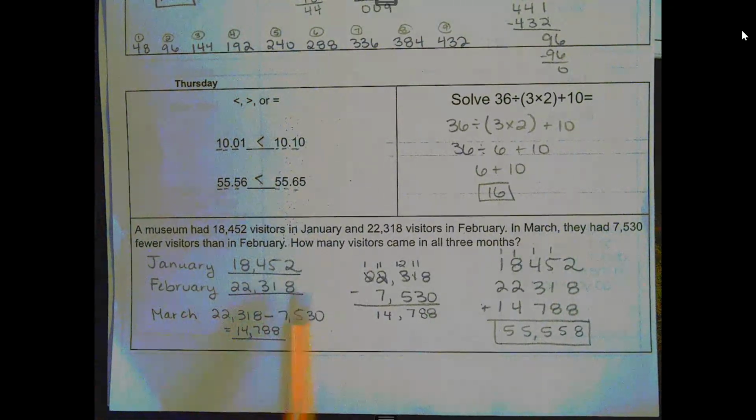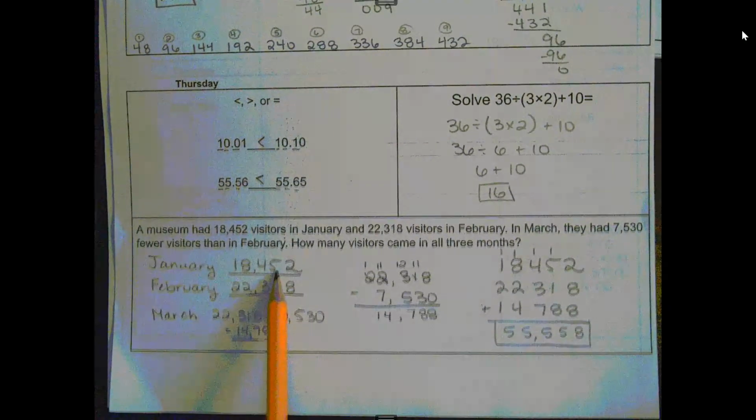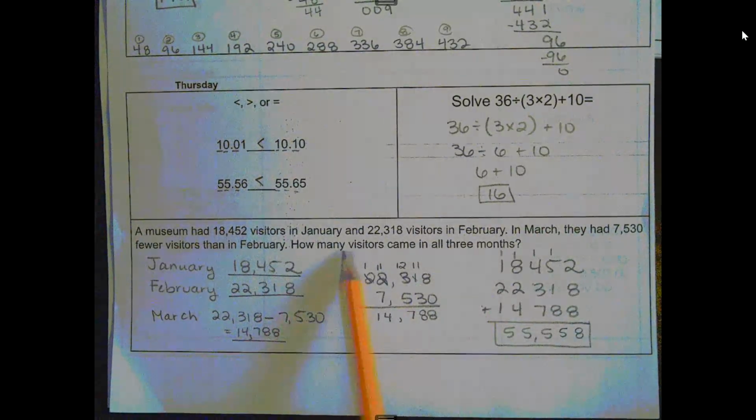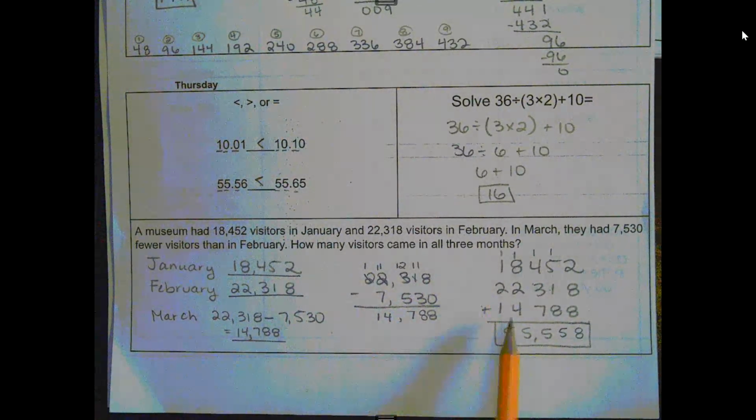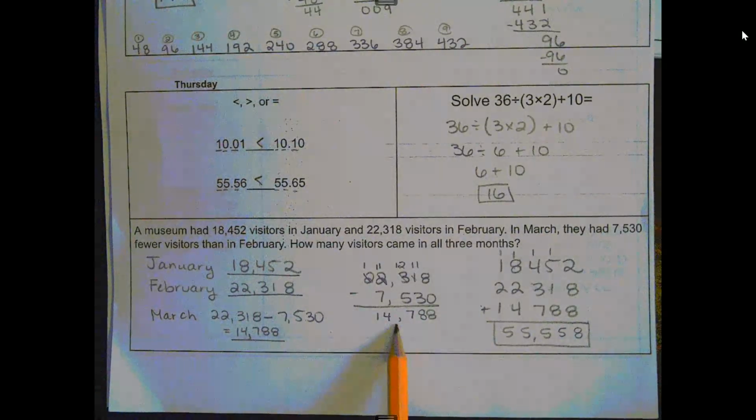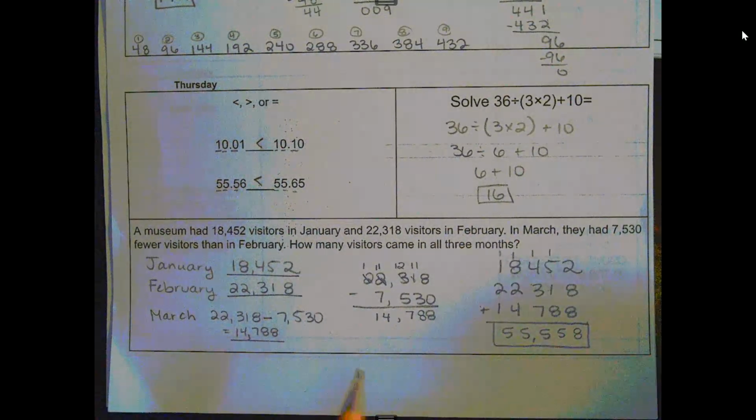And then this is a 2-part question because the actual question is, okay, now once you've got those 3 months, how many came in all 3 months? So we have to add it then. So first we subtract and then we add. And that is week 8.